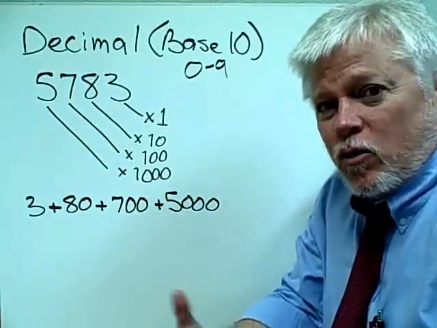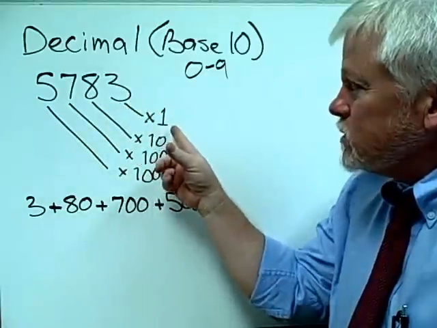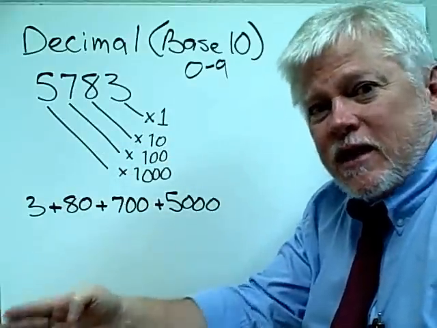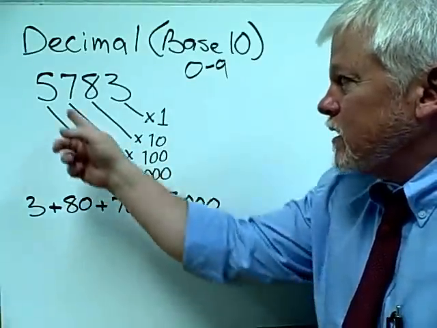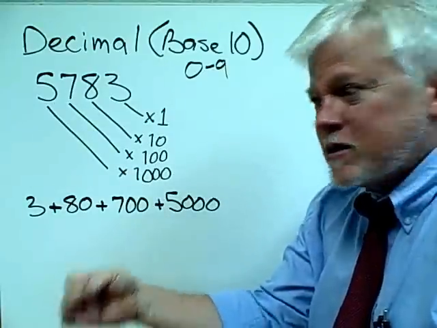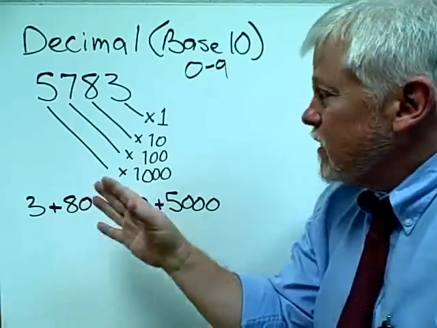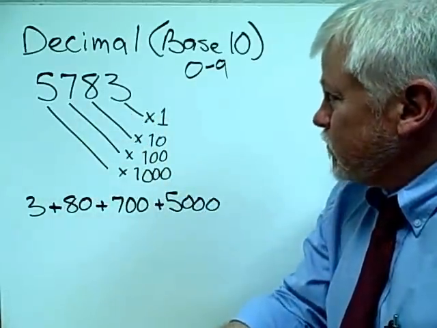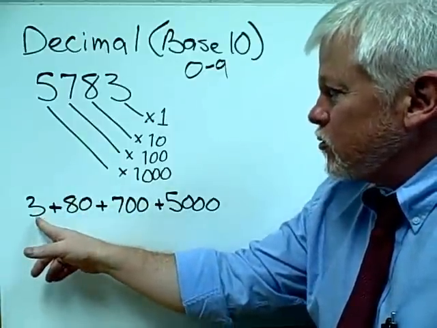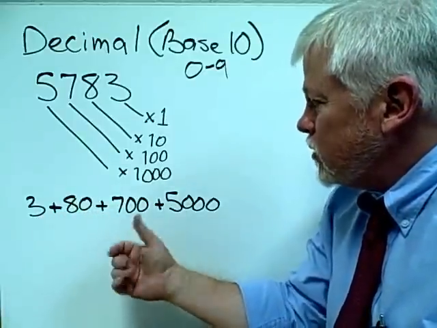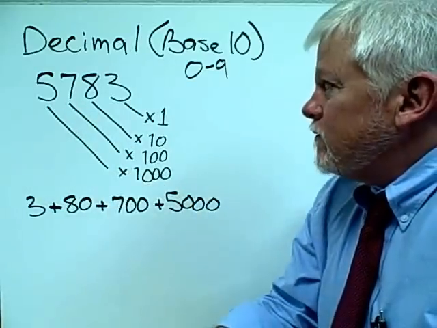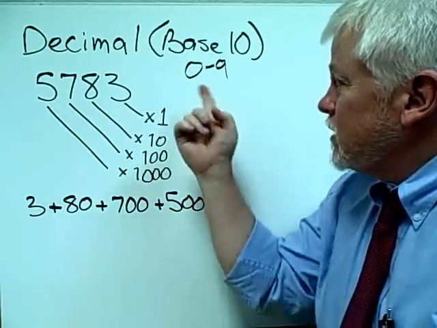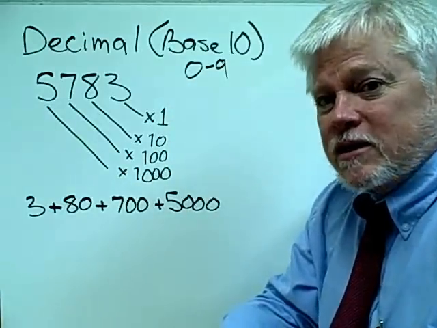We see in this example we've got the number 5,783. And we all know that that's represented by 3 in the ones place, 8 in the tens place, 7 in the 10 times 10 place, or 100s place, and 5 in the 10 times 10 times 10 place, or thousands place. That's why this is called the decimal or base 10. We go up a base of 10 for each place. When we add all those numbers together, 3 plus 80 plus 700 plus 5,000, we get 5,783. Again, that's our decimal or base 10 system that has the numbers 0 through 9 in that system.